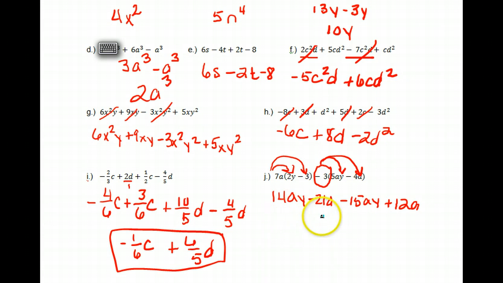At this point, you are ready to combine your like terms. So we're going to start with our AY's. We have 14AY and negative 15AY. 14 minus 15 will give us a negative 1AY, so we're just going to write negative AY. The 1 is not necessary and it's not appropriate to put it there. And then lastly, we have negative 21A plus 12a. Negative 21 plus 12 is negative 9a, and there is our final answer.